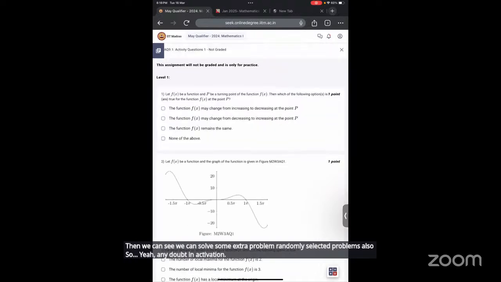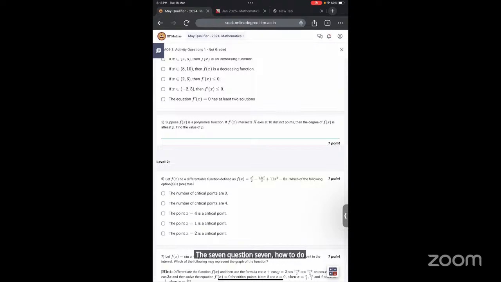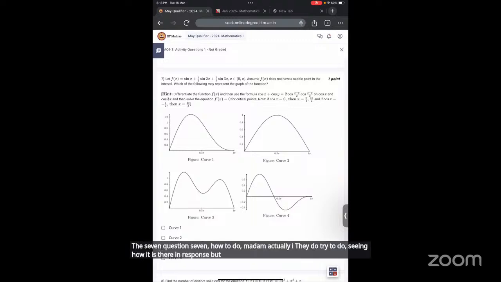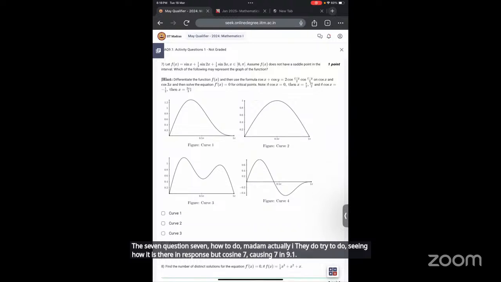Question 7, how to do, madam? Actually, I tried to do it seeing how it is there in Desmos, but question 7 in 9.1. This one? One second, madam.